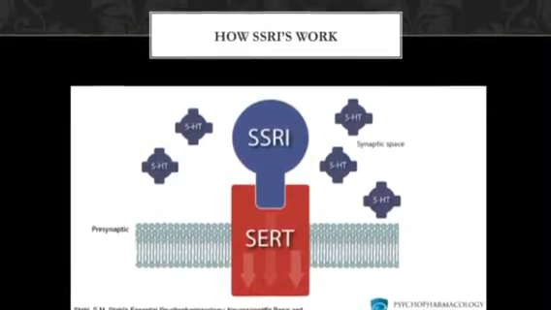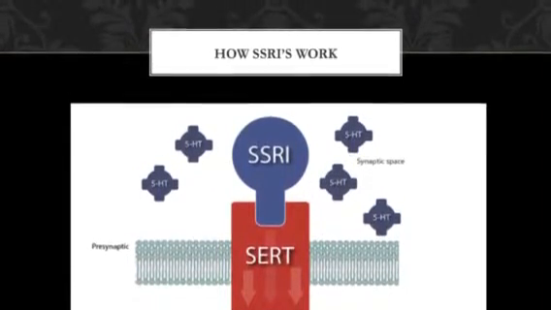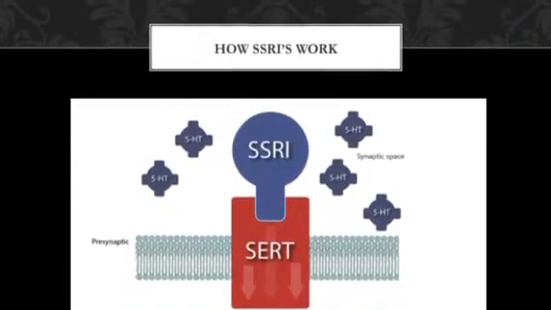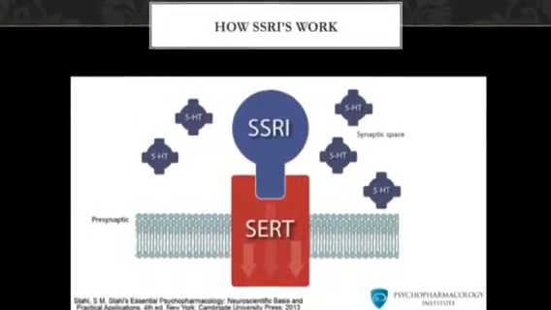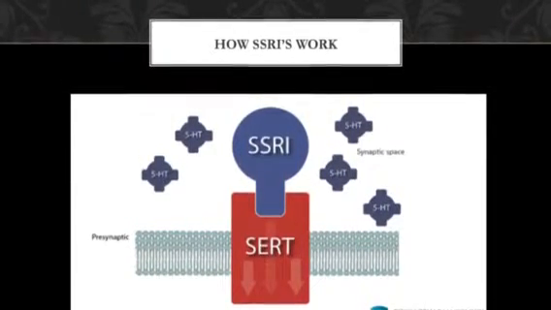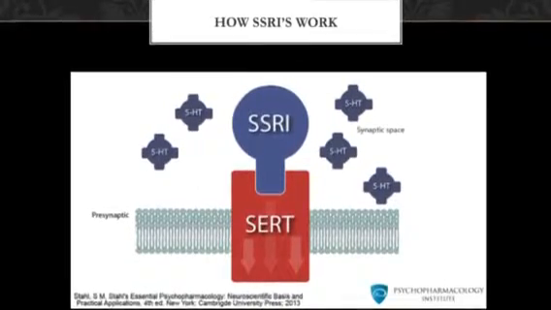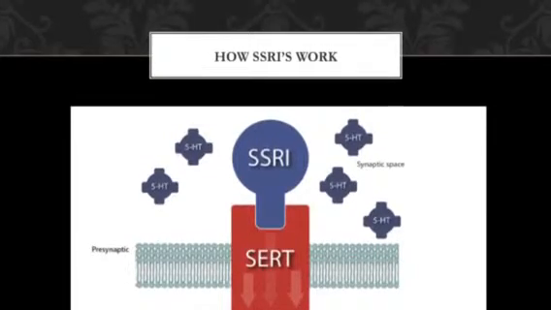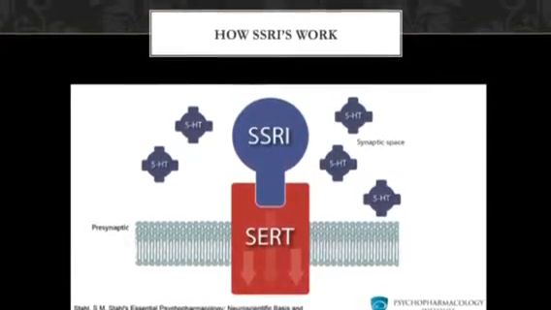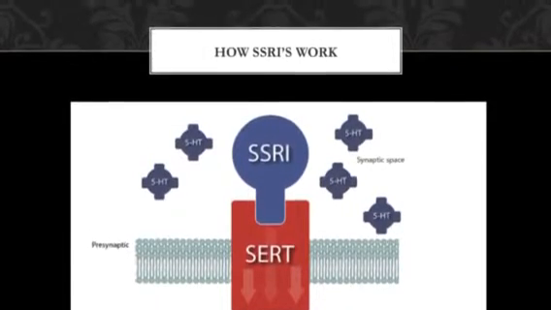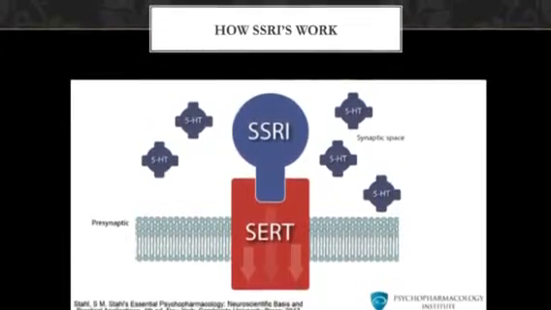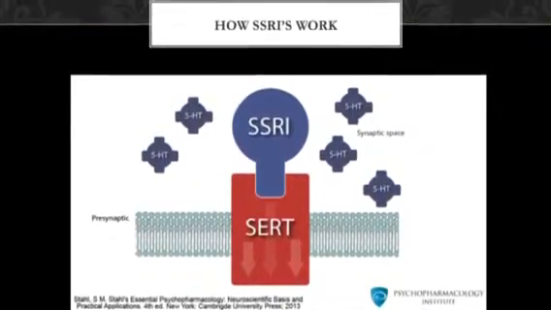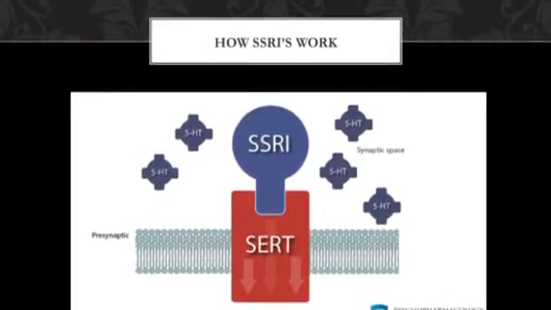Alright, so again, another picture from the Psychopharmacology Institute's website. But in this case, let's not ignore the SSRI. SSRIs are selective serotonin reuptake inhibitors. They are antidepressants, and they are essentially made to block the SERT protein from reuptaking and reutilizing that serotonin. So they block it, and that way the serotonin can just hang out in the extracellular space.